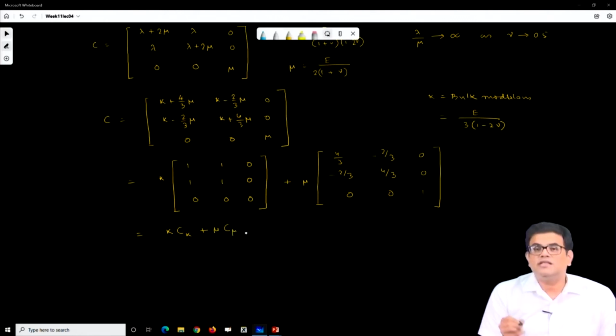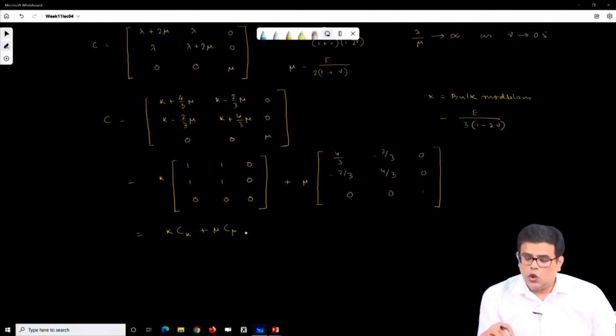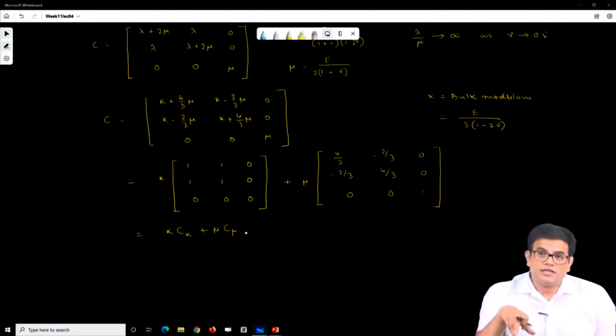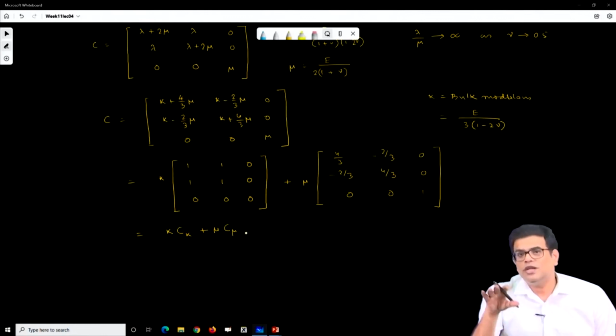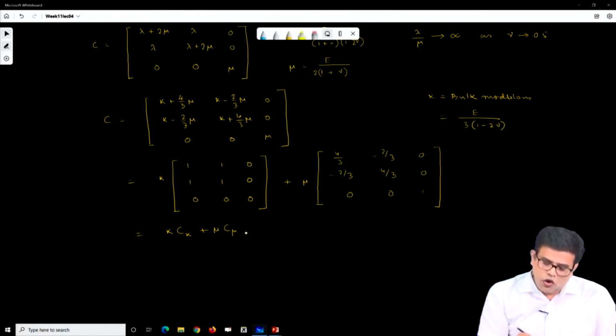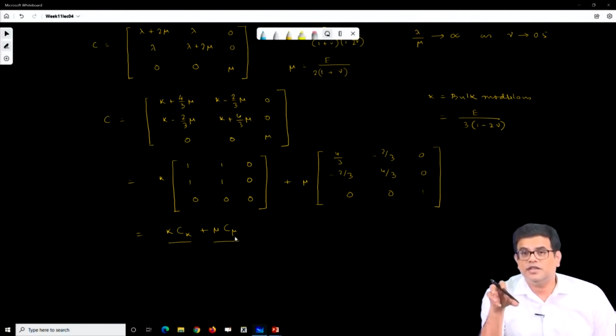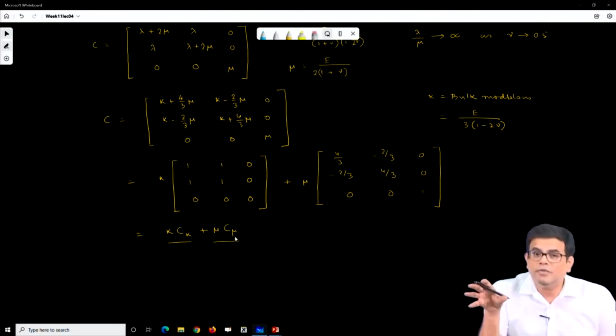These C K and C mu are constant matrices. This is possible for the isotropic case. For an anisotropic case, for instance orthotropic or rotated orthotropic, this decomposition is not possible, and we will discuss that in the next lecture. So this is my decomposition of the material stiffness matrix, or the constitutive matrix.